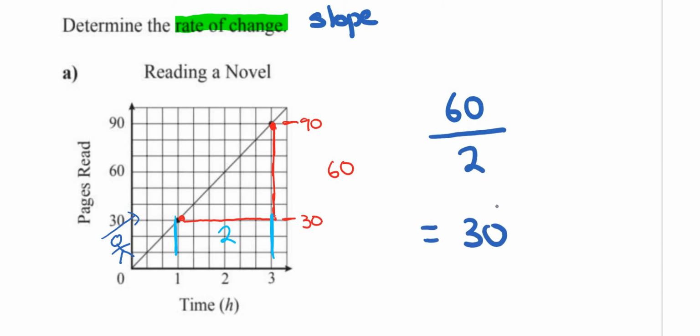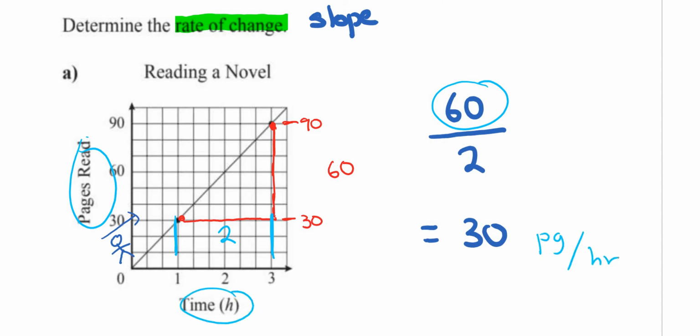Now, what are my units? Okay, so on my rise, my units are going to be pages, right? Pages read, so this is pages per hour. All right, so 30 pages per hour is my rate of change. So slope represents that every hour I read 30 pages. Okay, let's move on to letter C now.